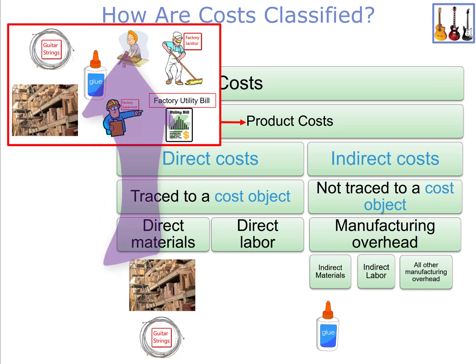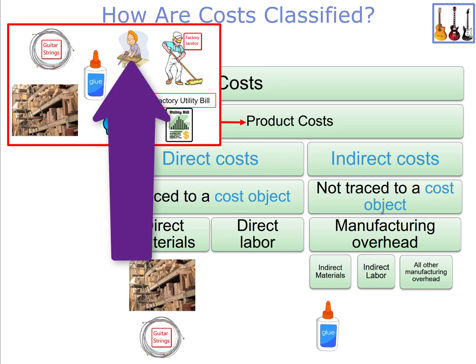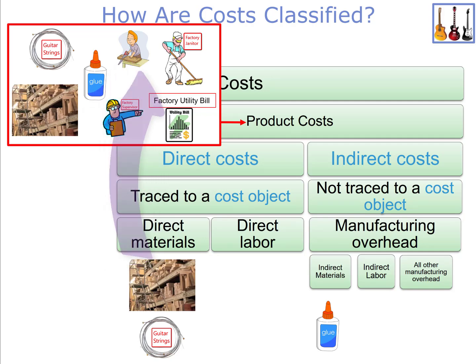Now, how about the wages, the cost, of the people making the guitar? Can those wages be easily and cost-effectively traced to a certain guitar? Yes, we know which workers worked on which guitars and for how long, so we can trace the cost of their wages to each guitar. This would further be broken down and classified as direct labor.